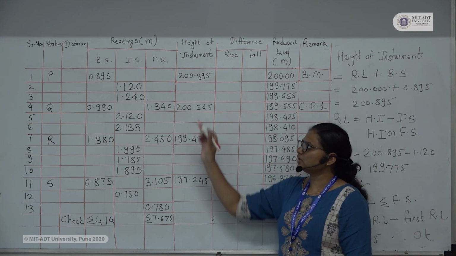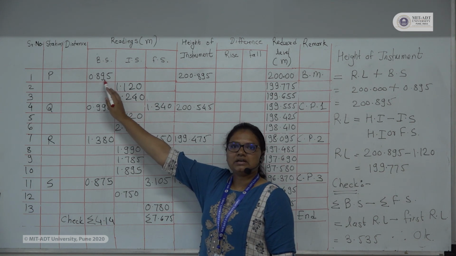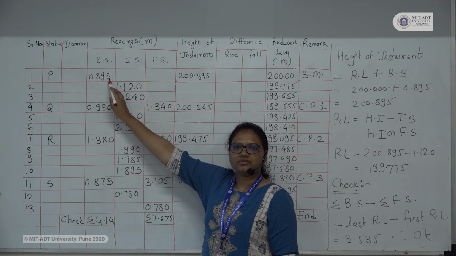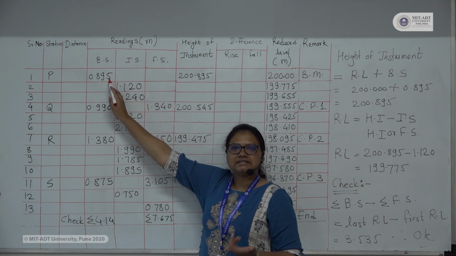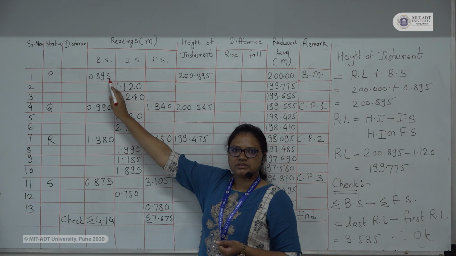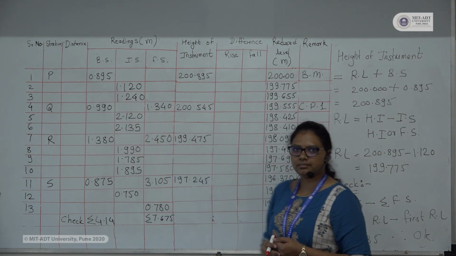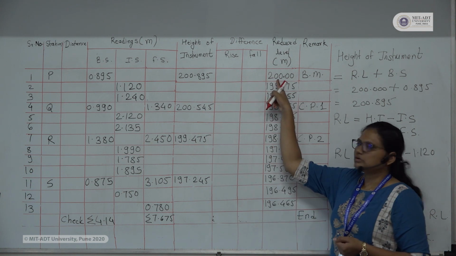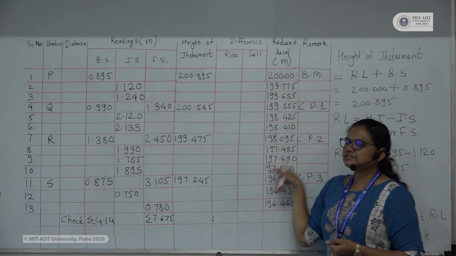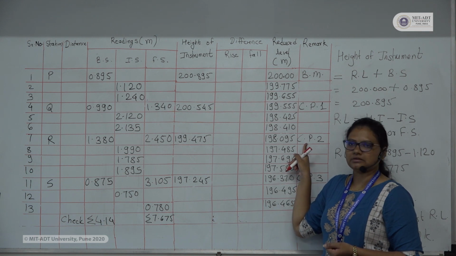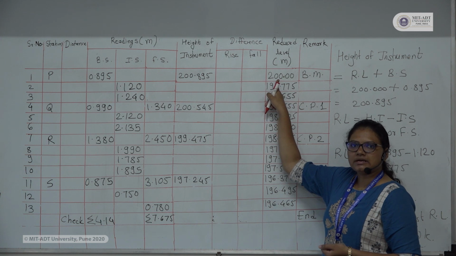So we will start from the first point. Now the first reading which we have taken was 0.895, and this reading we have taken on our benchmark. So for this benchmark, as we have assumed this benchmark, we will assume the reduced level of this benchmark as 200 meter. So in the column of reduced level, I have written here 200 meter. So all these readings which are written here are in meter. So the reduced level of the benchmark is 200 meter.